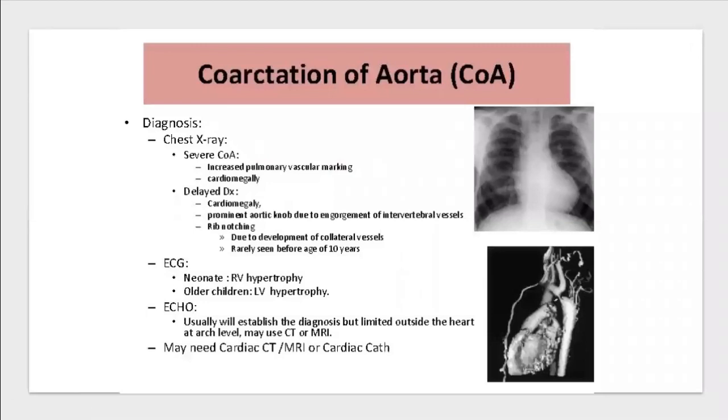So coarctation of aorta, well, you guys can read about it, but it's X-ray. You would do chest X-ray first, then you would probably do your ECG, which would show maybe right ventricular hypertrophy or left ventricular hypertrophy. Echocardiogram would be your diagnostic method.